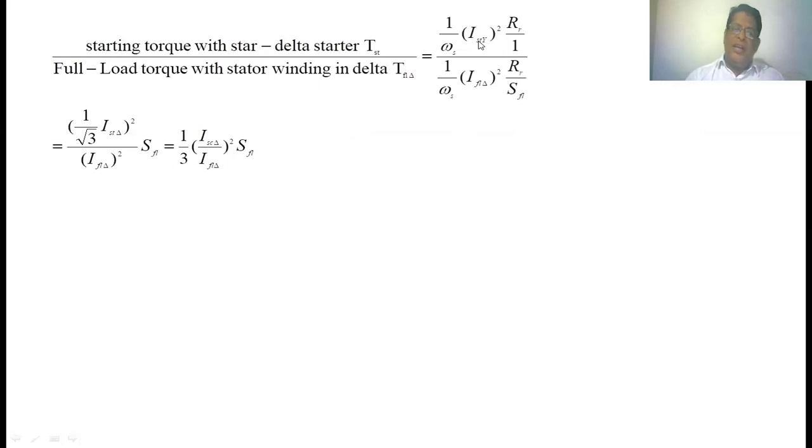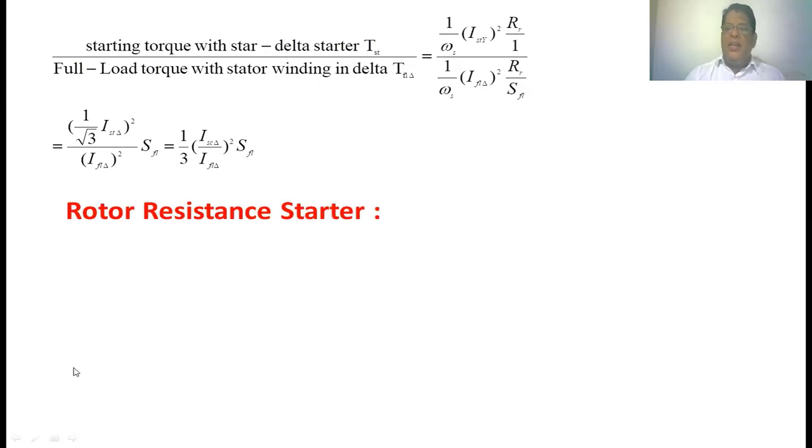The starting current taken by the induction motor in star equals 1 by 3 times the starting current taken by the induction motor when the winding is connected in delta. Now in this place we have to substitute this I_ST square divided by I_FL_delta whole square into SFL. If you simplify this expression, we get 1 by 3 into I_SC_delta by I_FL_delta whole square into SFL.